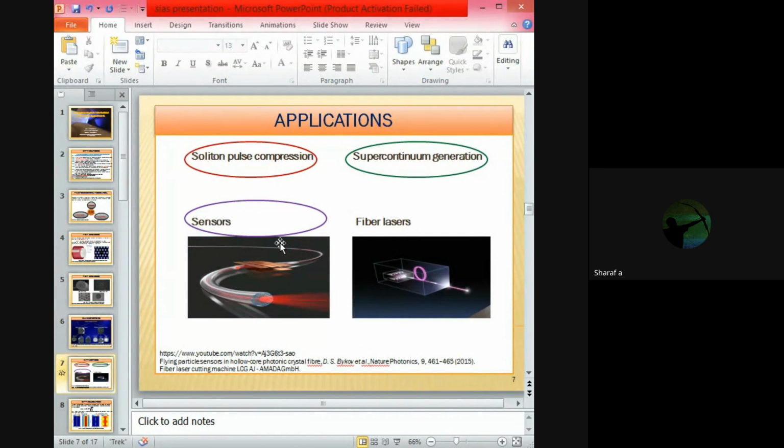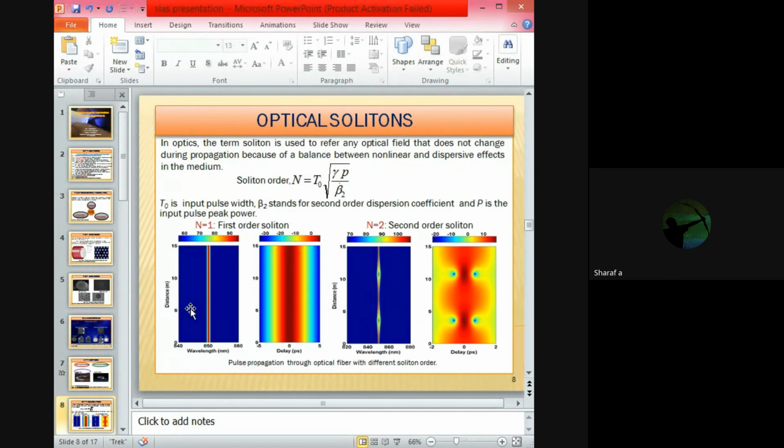There are a lot of applications. You can see soliton pulse compression, supercontinuum generation, sensors, fiber lasers, etc. And we will be focusing on the first three of these applications: soliton pulse compression, supercontinuum generation, and sensors. And for these applications, first we'll check what actually the optical soliton is.